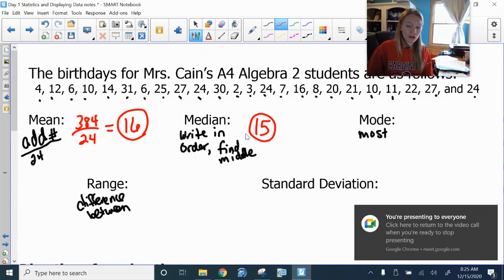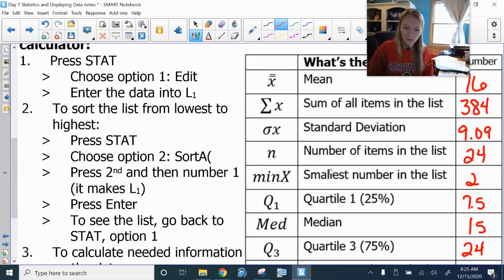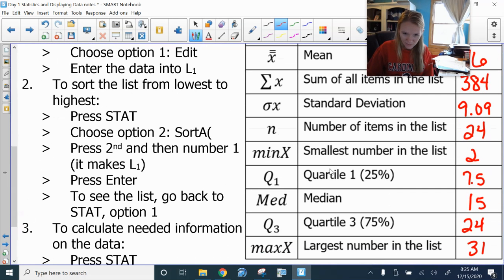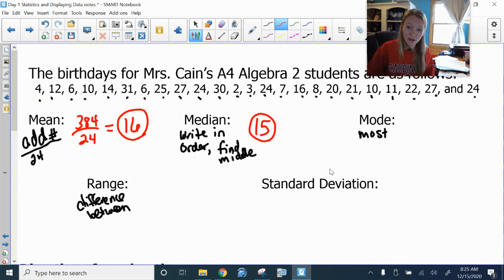The mode is the one that occurs most often, so we could go through and look at what number we see the most. Actually, no, I was thinking that was in there. So I guess we're going to have to go into our list and look at what number occurs the most often. And when you're writing them in order for the median, then you can see your mode come up a lot too.